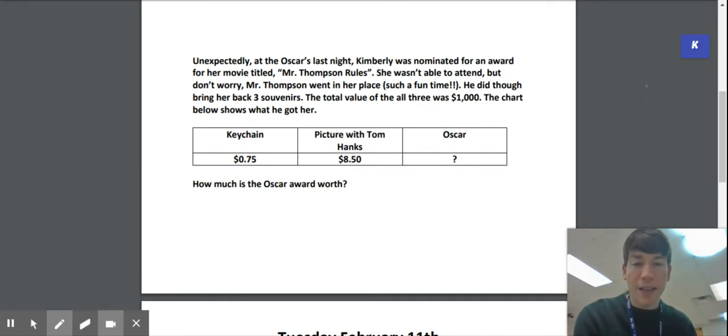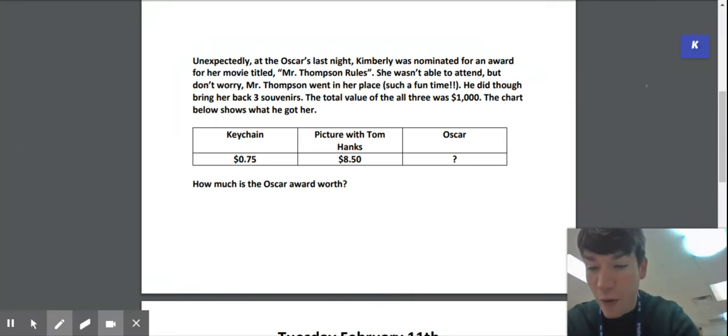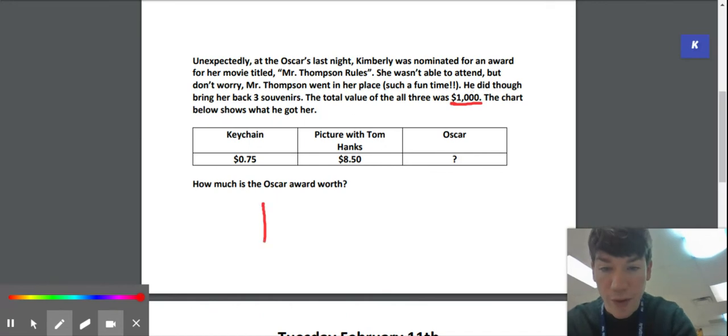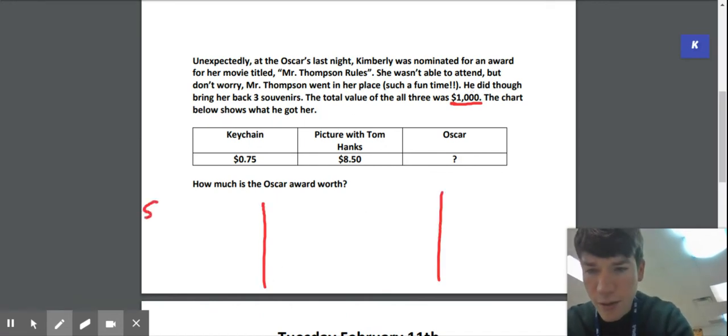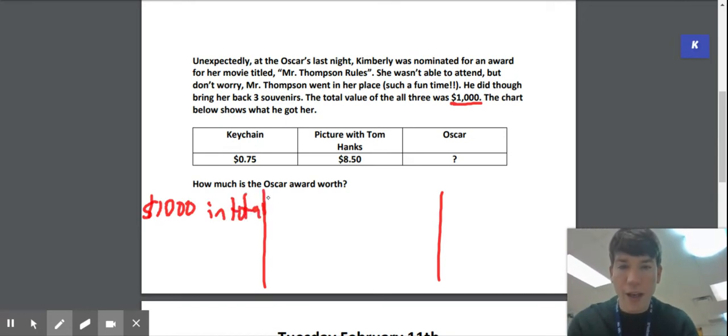Unexpectedly, at the Oscars last night, Kimberly was nominated for an award for her movie titled Mr. Thompson Rules. She wasn't able to attend, but don't worry, Mr. Thompson went in her place. Such a fun time. He did, though, bring her back 3 souvenirs. The total value of all 3 souvenirs was $1,000. So $1,000 in total for all the souvenirs.